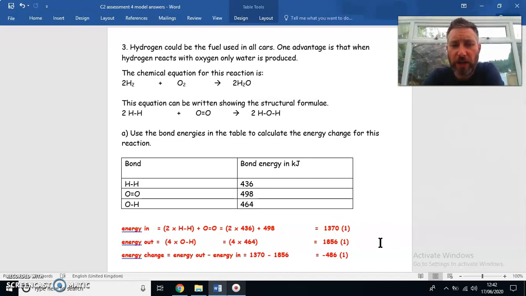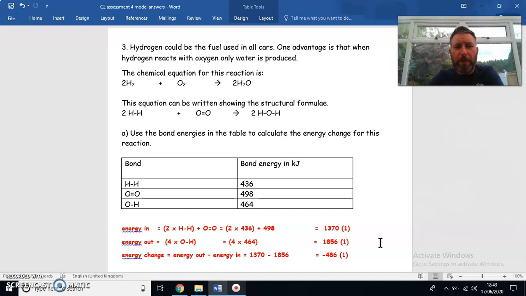So what's the energy change? Well, the energy change is out minus in. So 1,370 minus 1,856 is minus 486. Minus means it's exothermic. So that's the equation there. That's what you've got to do.